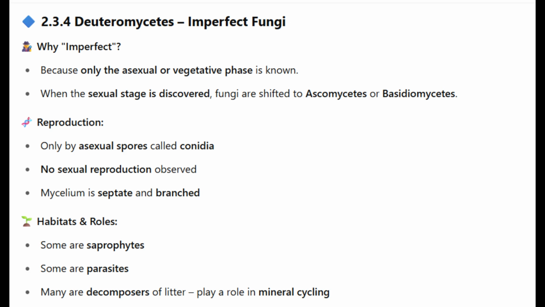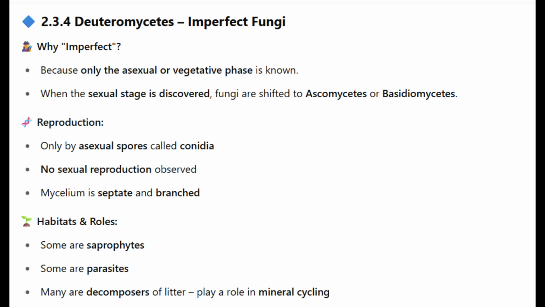Imperfect fungi. Why imperfect? Because only the asexual or vegetative phase is known. When the sexual stage is discovered, the fungi are shifted to Ascomycetes or Basidiomycetes. Reproduction is only by asexual spores called conidia. No sexual reproduction is observed. Mycelium is septate and branched.